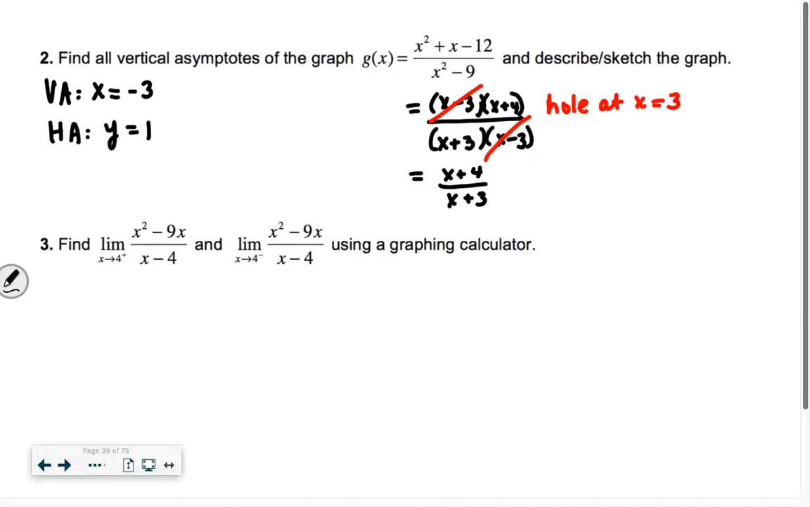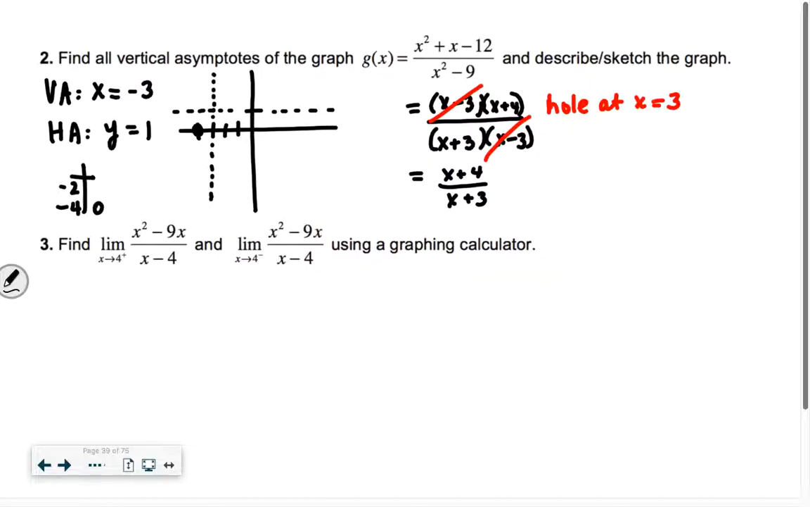All right, so if we're doing a little rough sketch here, we'd have a vertical asymptote at negative 3, a horizontal asymptote at 1, and we know we're going to have a hole somewhere at 3. So you can plug in points. I usually plug in points that are next to the vertical asymptote. So I would plug in like -2, and I'd plug in -4 to see what's happening. And I plug them into this simplified function. So when I plug in -4, I actually get 0. So I have a point there.